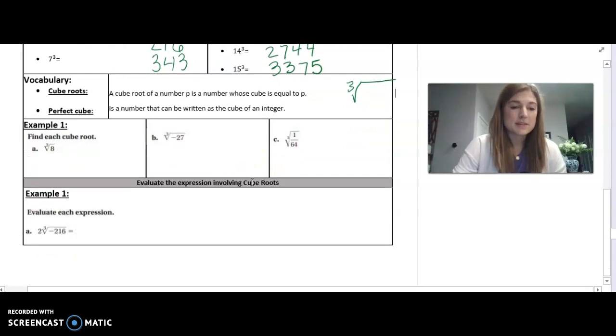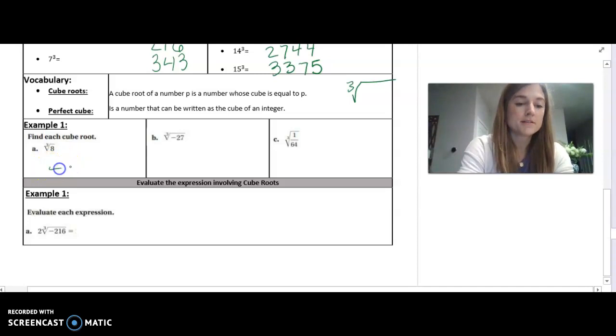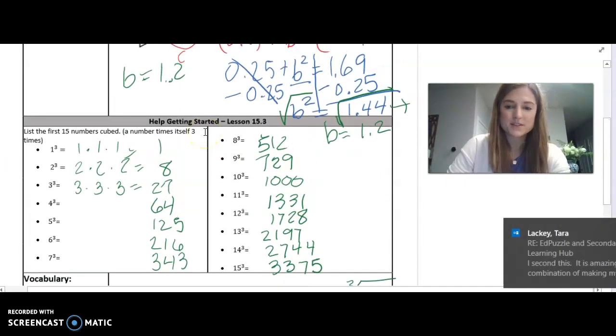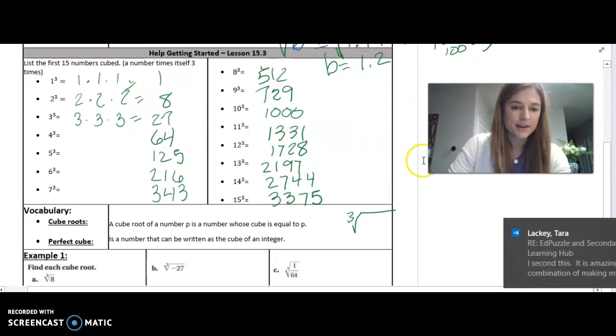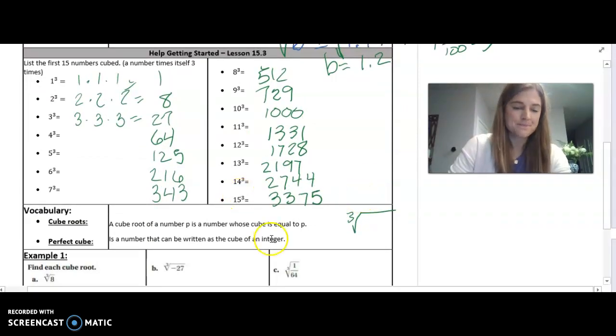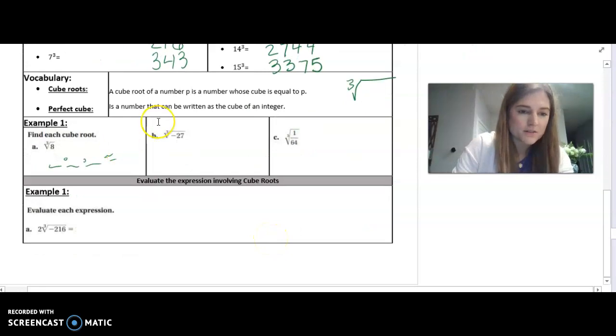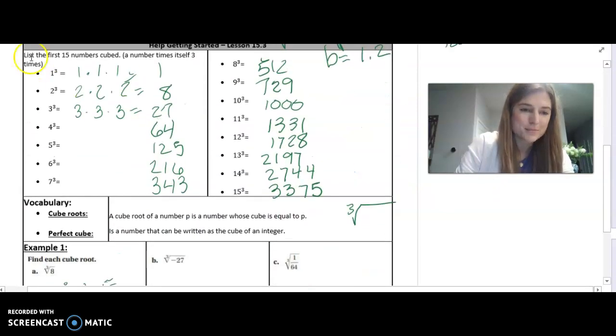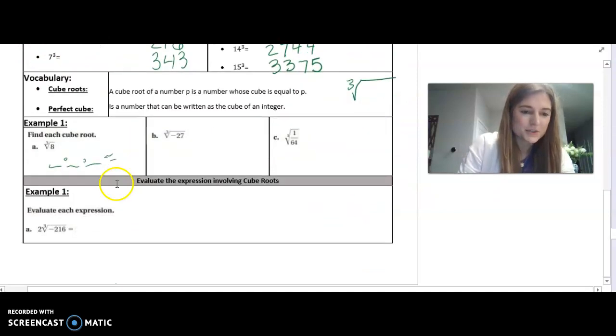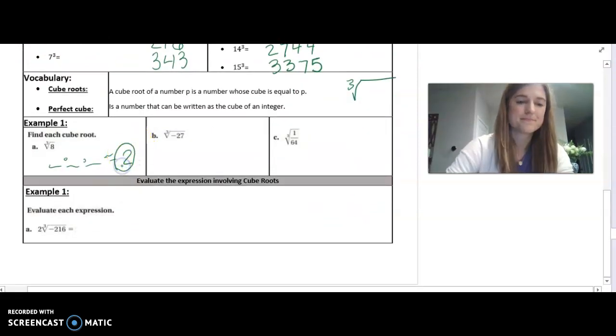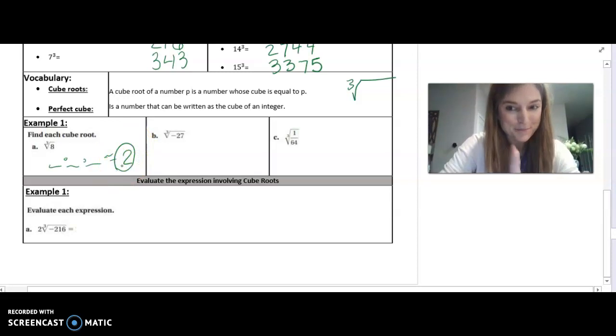So some examples of this, it says find each cube root. So we need to find what number times itself 3 times equals 8. Well, if you wrote the chart like I recommended, you can just scroll up, see the perfect cube up here matches. You know that our answer is 2. See, if you have that chart handy, it helps, I promise.